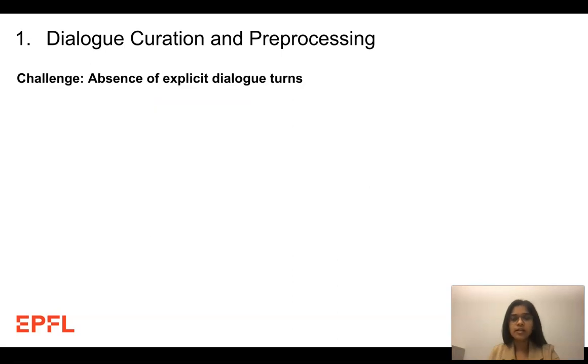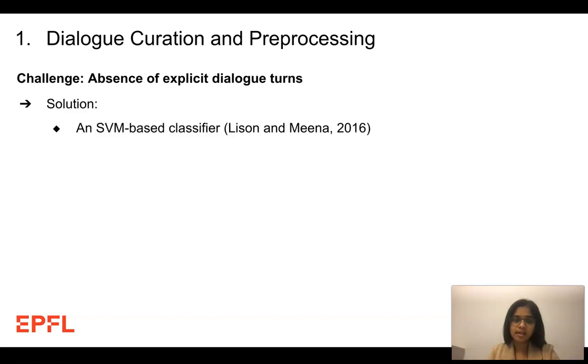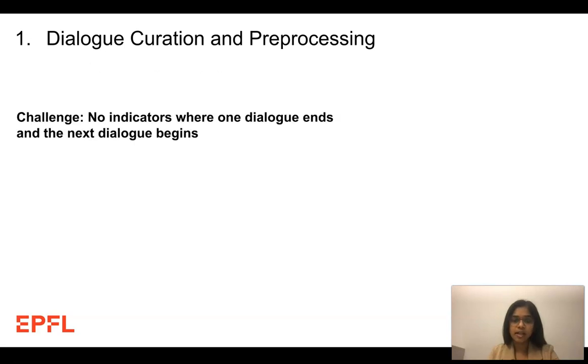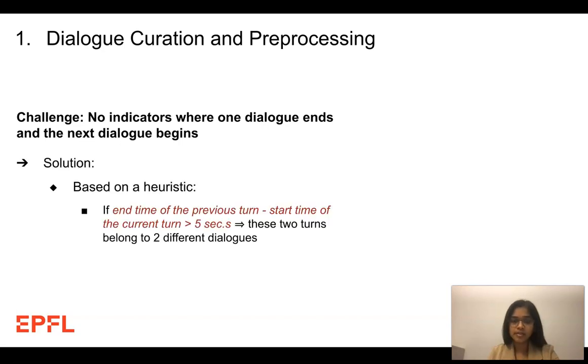To overcome the challenge of not having explicit dialogue turns, we developed an SVM-based classifier based on a set of linguistic features which achieved an accuracy close to 76% on turn segmentation. To overcome the challenge of not having indicators where one dialogue ends and the next dialogue begins, we used a heuristic.